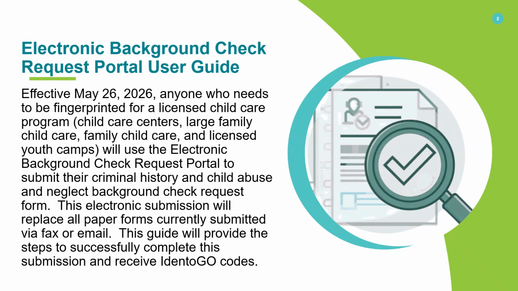family childcare, family childcare, and licensed youth camps will use the electronic background check request portal to submit their criminal history and child abuse and neglect background check request form. This electronic submission will replace all paper forms currently submitted via fax or email. This guide will provide the steps to successfully complete this submission and receive Identigo codes.